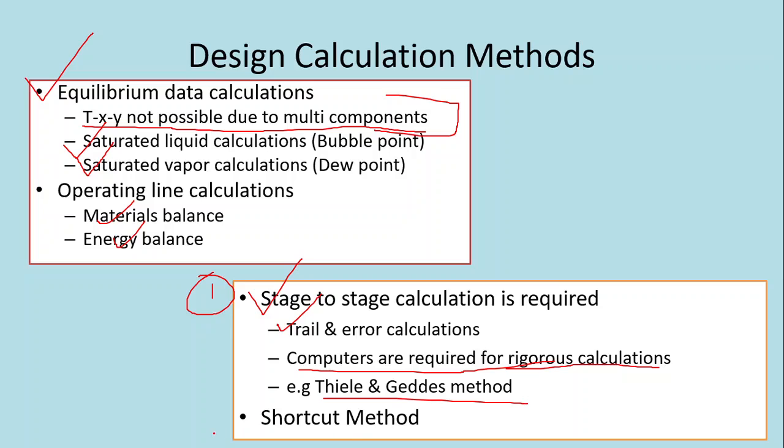And the second method for the design of a distillation column for multi-component distillation is the shortcut method. In the shortcut method, we can perform some calculations even in the classroom. So we are going to select the shortcut method for doing the calculations simply with calculators, and manual calculations are also possible using the shortcut method. Obviously, the shortcut method gives more error as compared to the stage-to-stage calculation, but it can be tolerable. You can say for a preliminary study, it is okay.